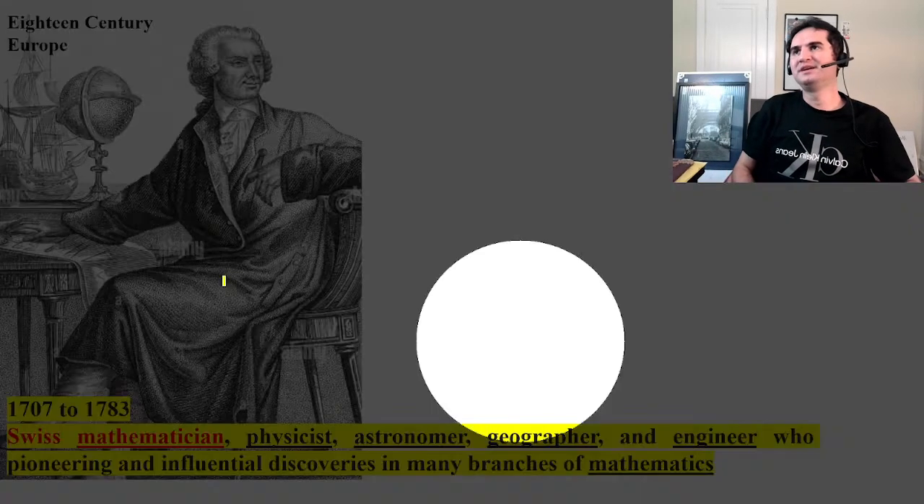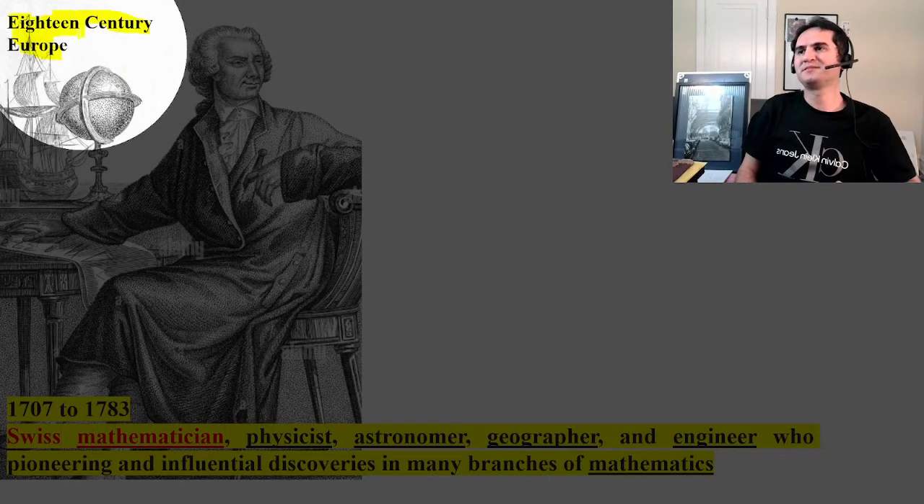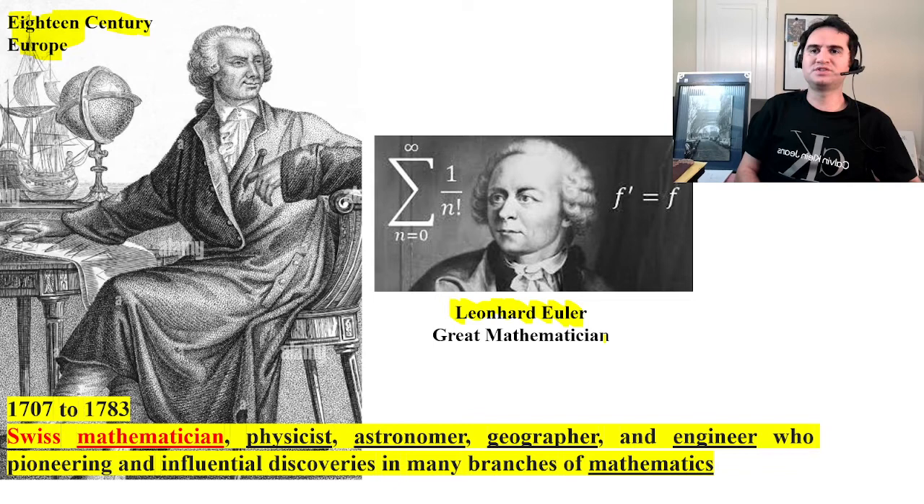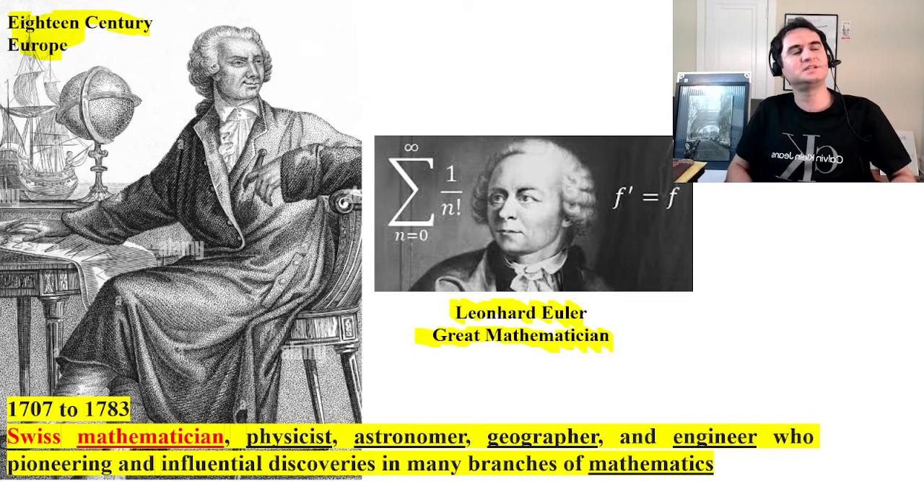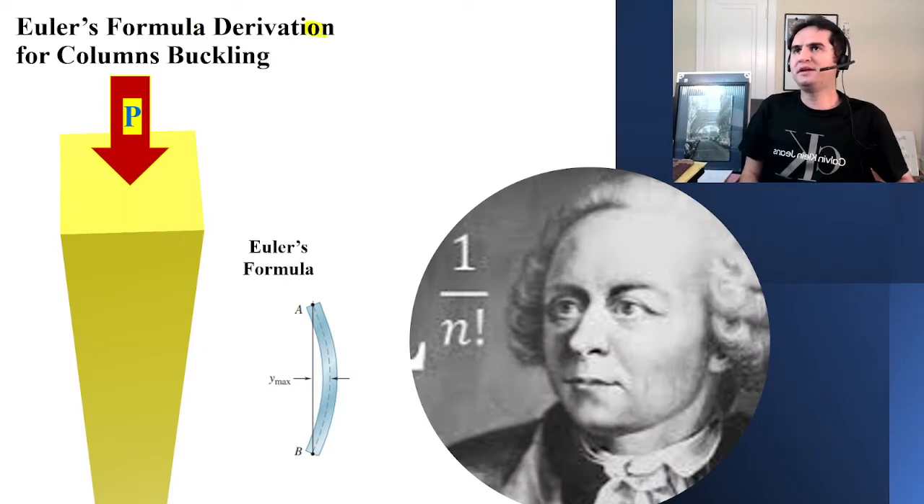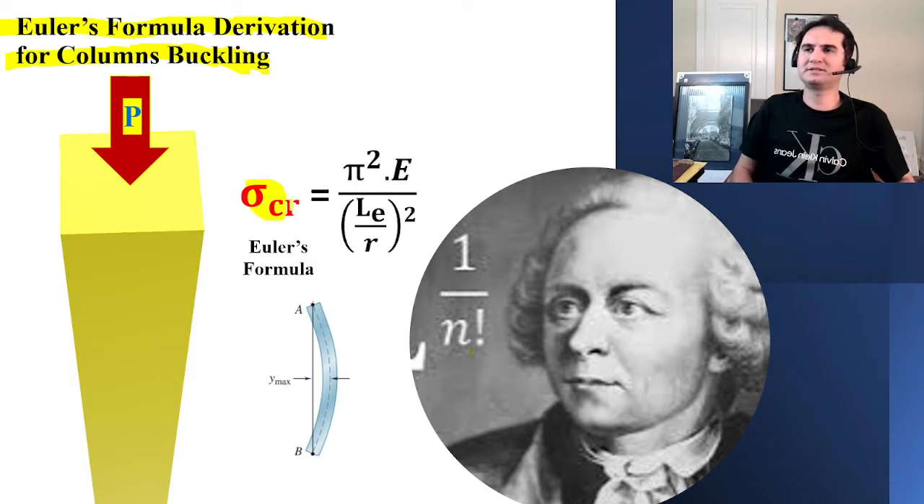So let's go to Europe in the 18th century, to Switzerland, with Leonhard Euler, a great mathematician. He was a Swiss mathematician, physicist, astronomer, geographer, and engineer, who pioneered a lot of interesting topics and discoveries, mainly in mathematics. We want to derive his equation for buckling of columns. Again, this is Euler's formula for buckling of columns. We want to derive this equation. Let's see how that goes.